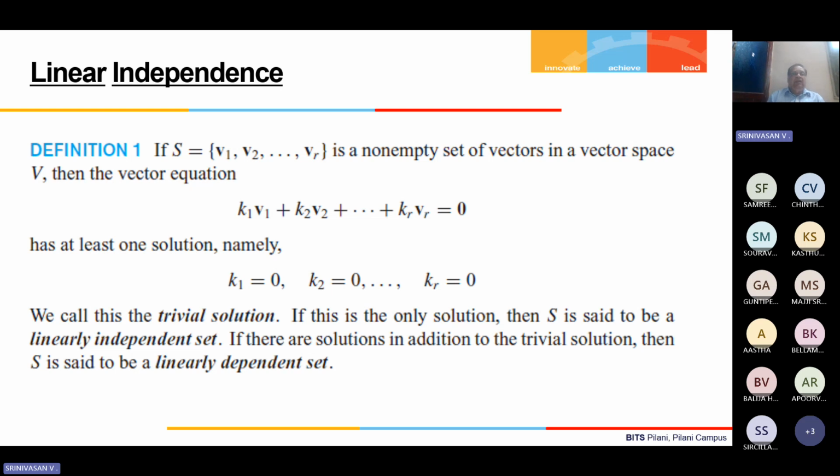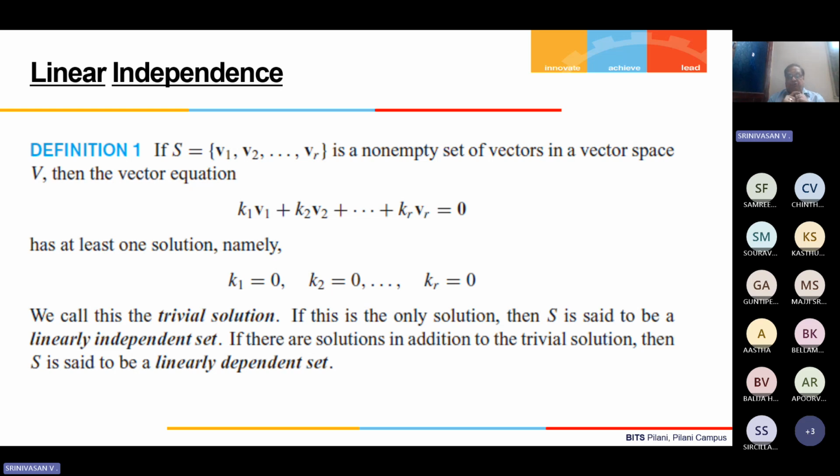Normally in any equation, when we solve, we are always interested in getting non-trivial solutions. Because for a trivial solution, we know that each of the unknowns will be equal to 0. Isn't it? That is a trivial solution. So that is the at least one solution. But in general, we would be interested in finding only non-zero solutions. So it has at least one solution, namely K1 equal to 0, K2 equal to 0, etcetera, KR equal to 0. That is, each of the constants equal to 0. We call this a trivial solution, which I already mentioned.